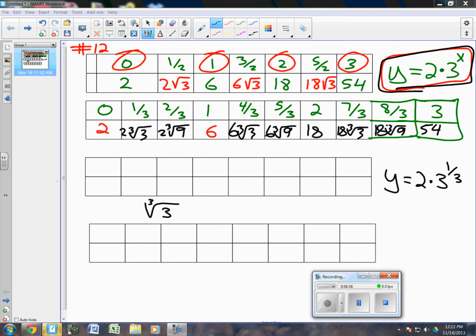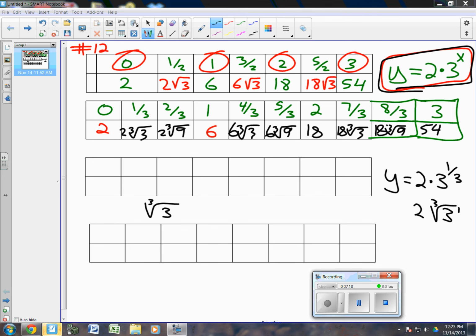Where does the bottom 3 go right here? Yeah, it goes as the index right here. It's a cube root, right? Whatever number is on the bottom is the root that we're taking. It's the cube root. 3 is the radicand, what we call the radicand, the number that goes inside, to the 1 power, right? So this first one, we took 2 and we times it by the cube root of 3.